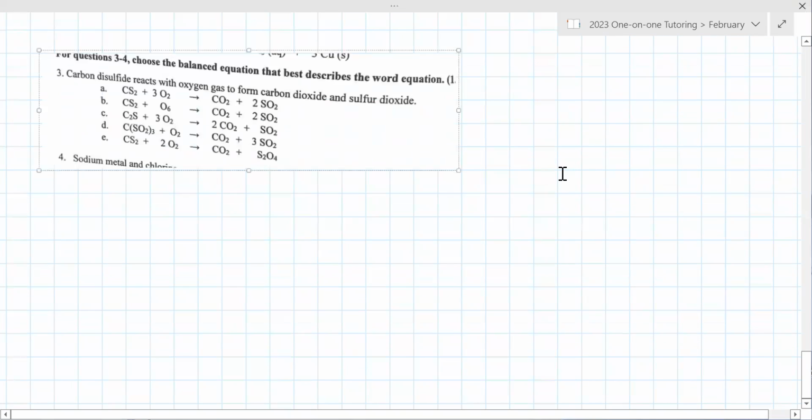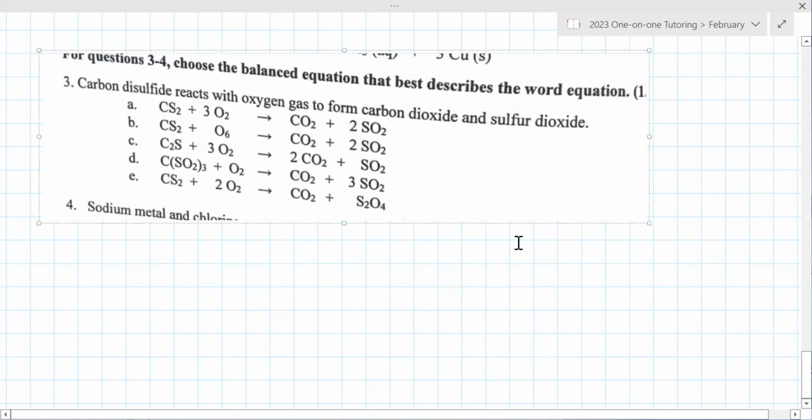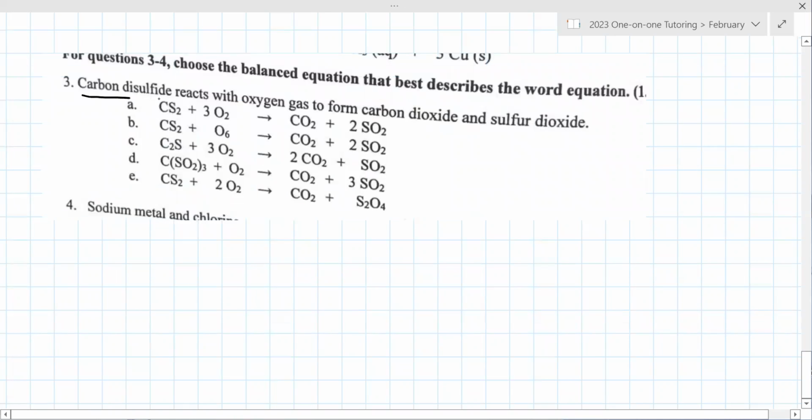So there's something about that "di" in front that's key here. Carbon disulfide. So that means 2 of them. So the carbon disulfide means CS2.